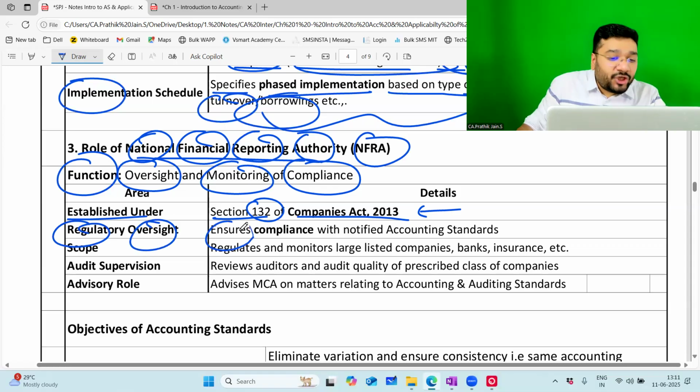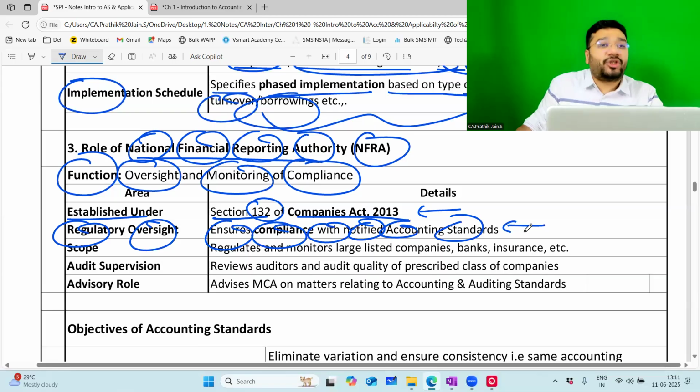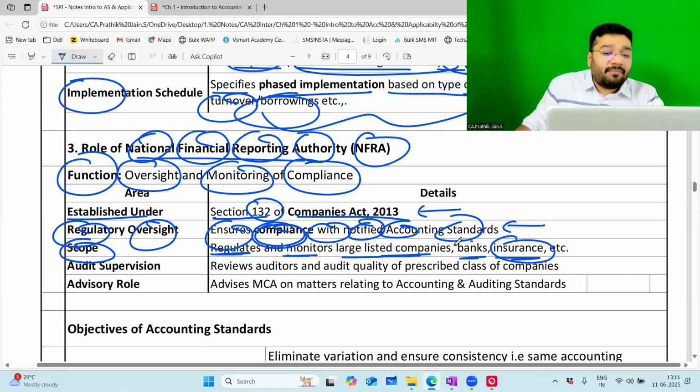Regulatory oversight ensures compliance with the notified accounting standards. So whatever accounting standards have been issued, they oversee whether they are complied with or not. Whether the companies are complying or not, they oversee that also. Scope: it regulates and monitors large listed companies, banking and insurance companies. NFRA has the role of regulating and monitoring them. Very closely they monitor.